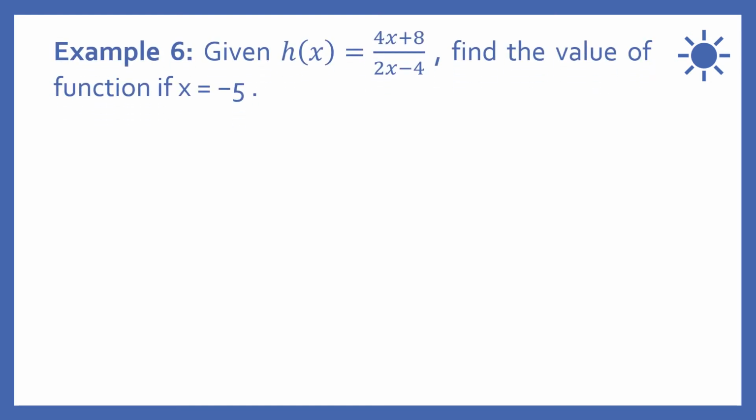Example 6, given h of x equals 4x plus 8 over 2x minus 4. Find the value of the function if x is negative 5. So, yung iba sa atin, kapag nakita nilang fraction na yung given, ay ayaw na nila, kasi akala nila pag fraction, mahirap agad. So, tingnan nga natin kung mahirap ito.